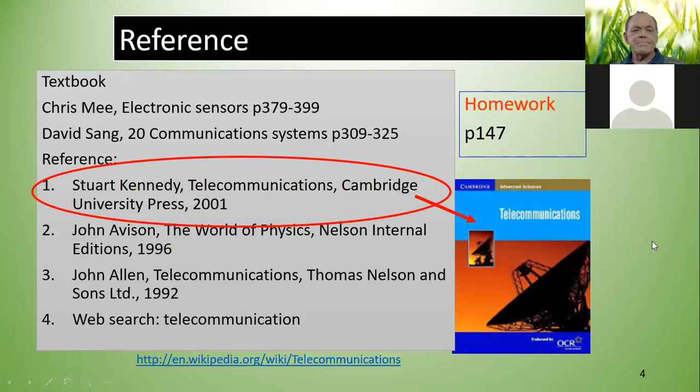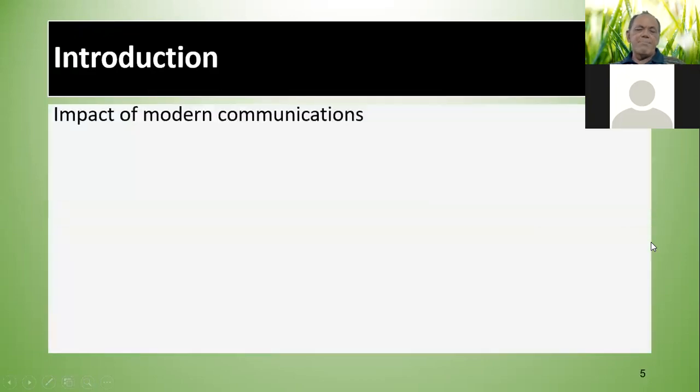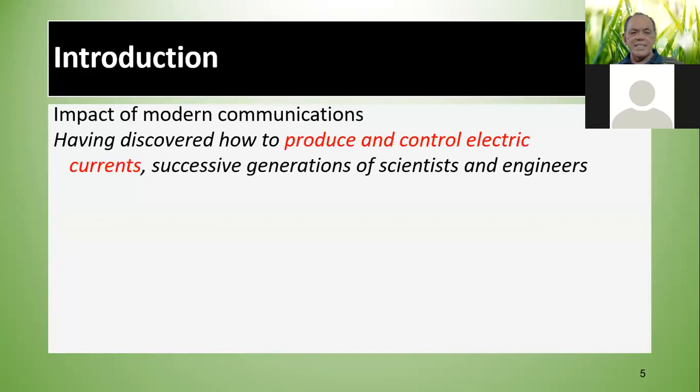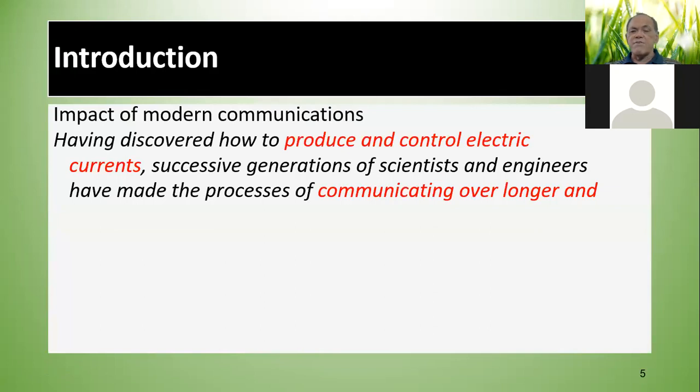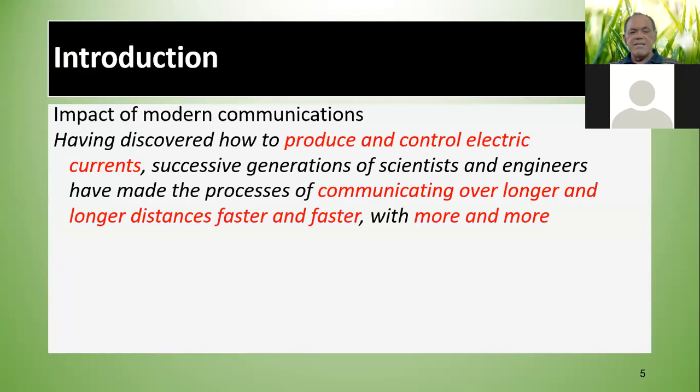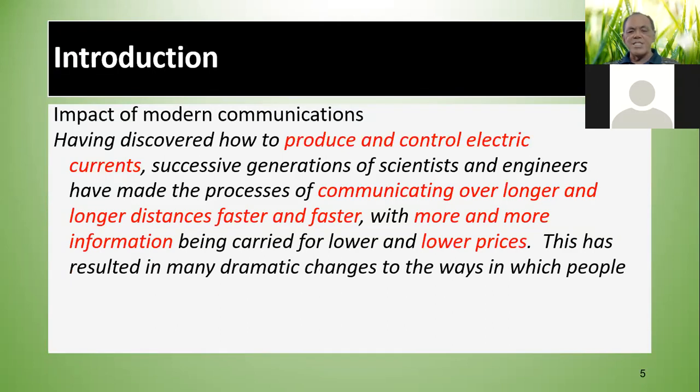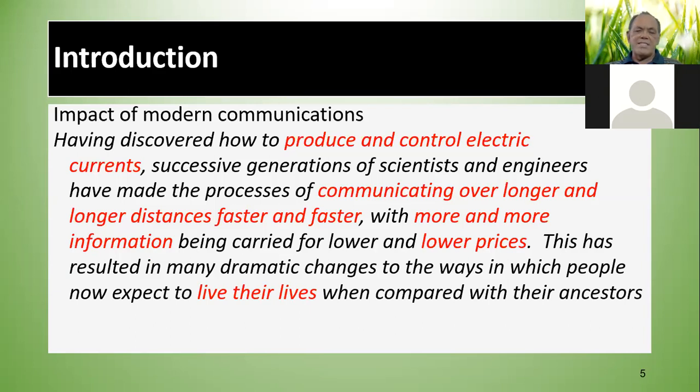Communication. Impact of modern communication. Having discovered how to produce and control electric current, successive generations of scientists and engineers have made the process of communicating over longer and longer distances, faster and faster, and more information being carried for lower and lower prices. That's the reason why you all can afford a smartphone. This has resulted in many dramatic changes to the ways in which people now expect to live their lives when compared with their ancestors of only a few generations ago.